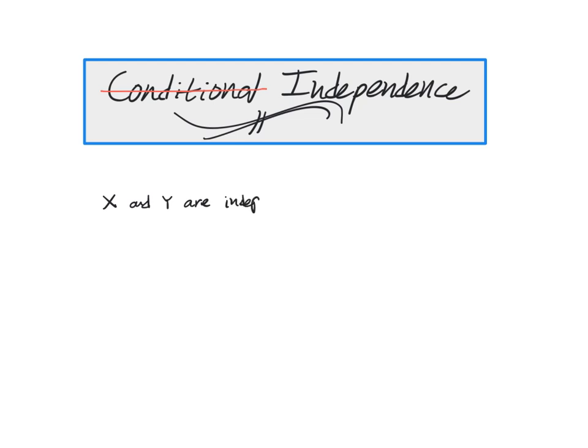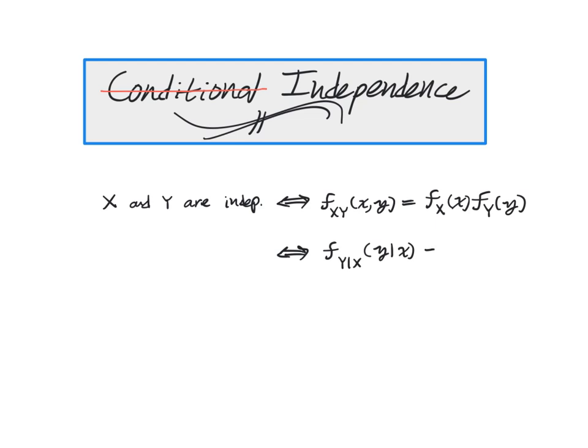We say that two continuous random variables x and y are independent if and only if their joint density function is equal to the product of their respective marginal density functions for all values x and y in their respective support sets. By using the definition of a conditional density, we can show that this is exactly equivalent to saying that the conditional density of y given x is the same exact thing as the unconditional density of y, or if we flip the roles of x and y, that the conditional density of x given y is exactly the same thing as the marginal density of x.